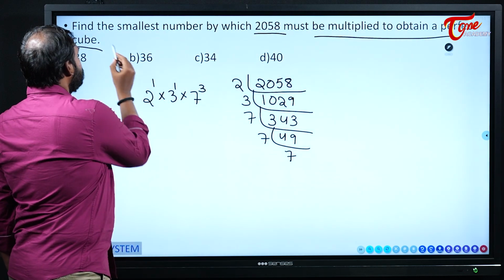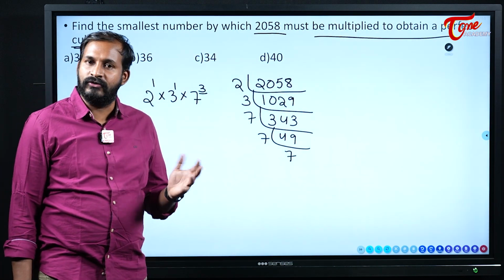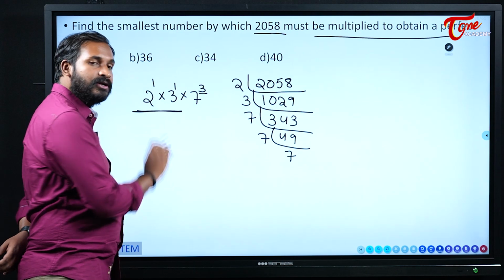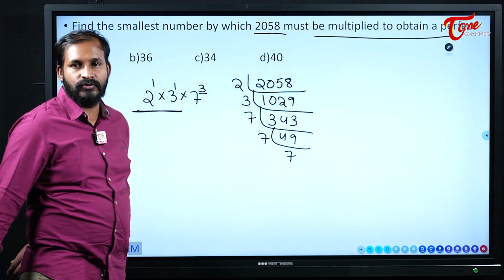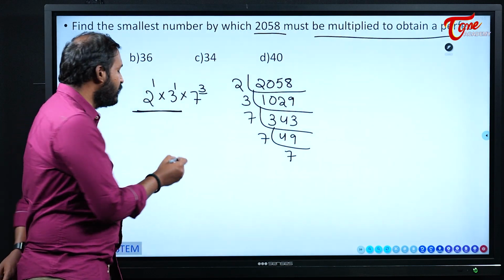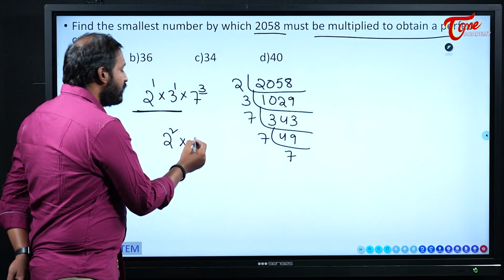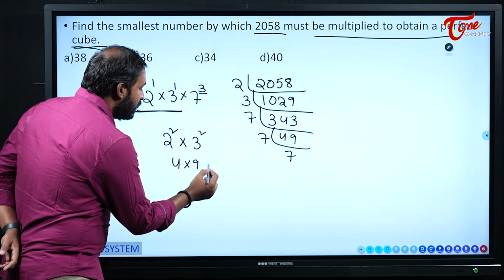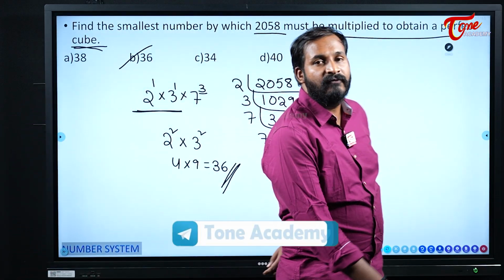To obtain a perfect cube, I should have the powers as multiples of 3. Already for 7 it is cube, so no need to worry about 7. But please observe this 2 and 3. They have only powers of 1. If it were division, I would have simply divided by 2 into 3. But here it is multiplication, right? So to make this power 1 to 3, what do I need to do? I need to multiply it with 2 square. Here also the same thing, I need to multiply it with 3 square. So 4 into 9, that is 36. If you multiply the given number by 36, then obviously it becomes a perfect cube.